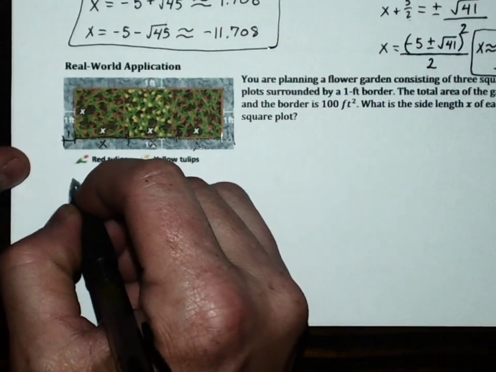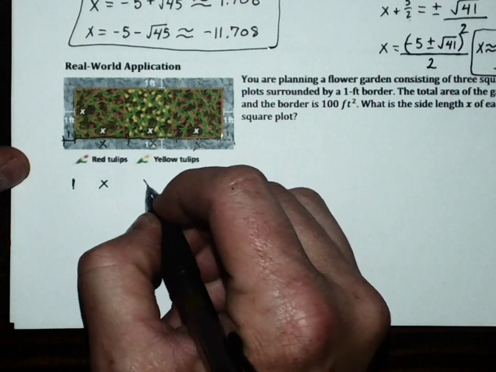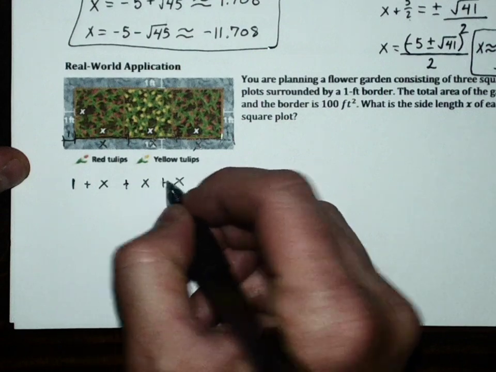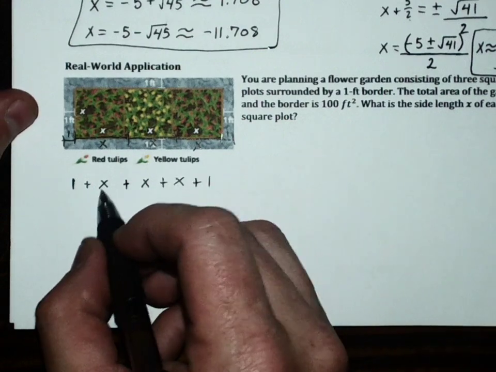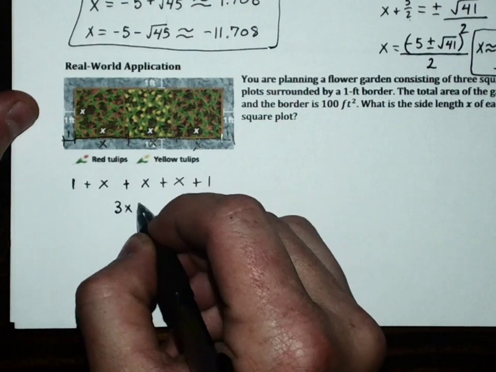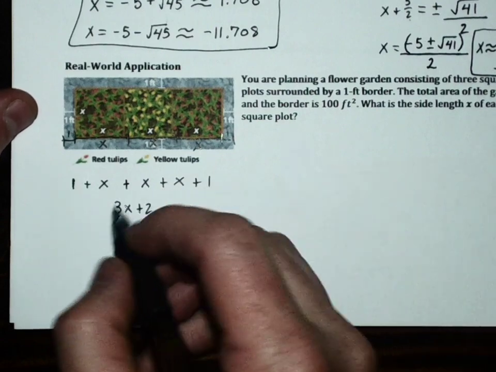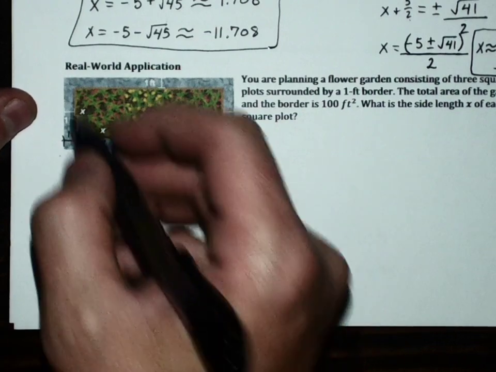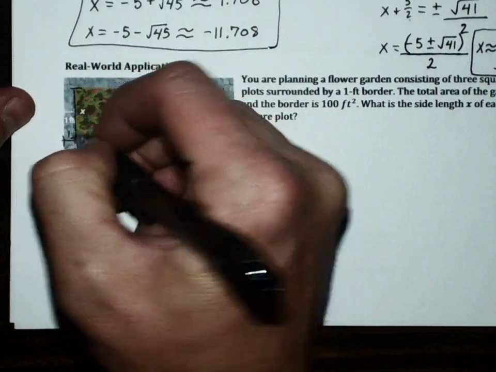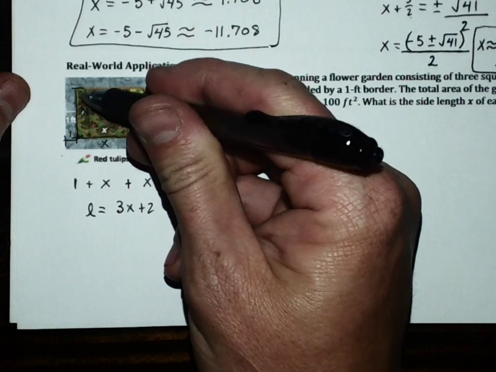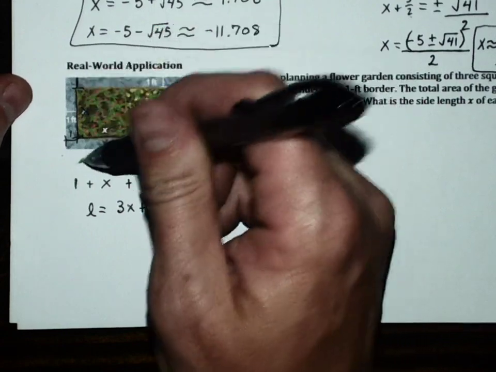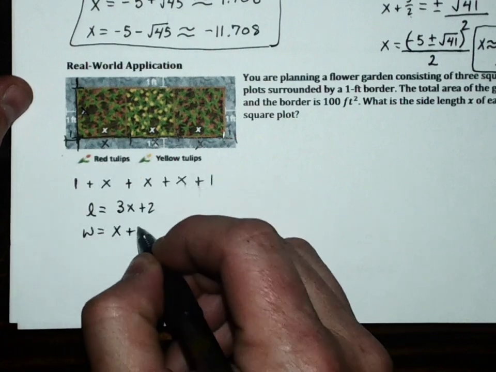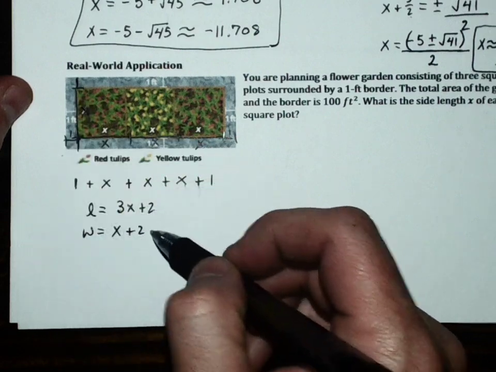So how do I take a distance of 1 with a distance of x, with a distance of x, with a distance of x, with a distance of 1? Well, you add all of these distances together, getting 3x plus 2. So the length from here to here is 3x plus 2. The width is the exact same idea, except this is x, and this is 1, and this is 1. So I have a width that is 1x plus 2 ones, which is 2.